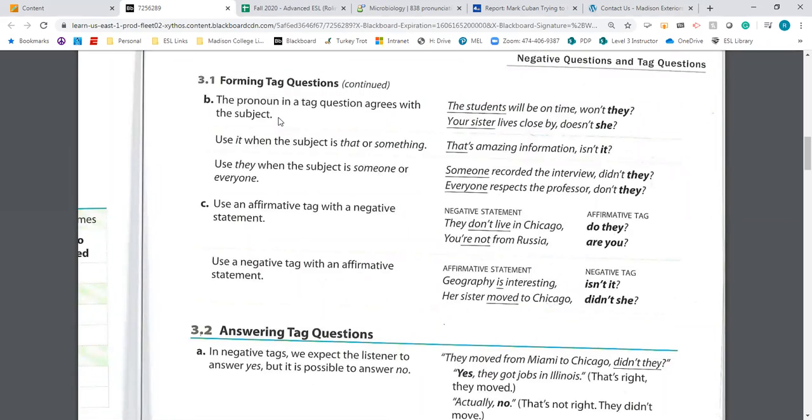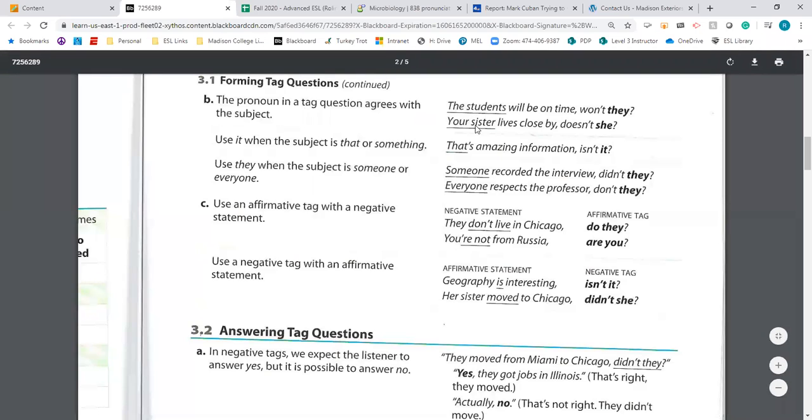When we make a tag question, we want to use the subject in the first part of the question and then the pronoun in the second, and make sure that your subject and your pronoun agree. Okay, so in this case, the students, plural, third person, they. Your sister, singular, third person, she. So the students will be on time, won't they?